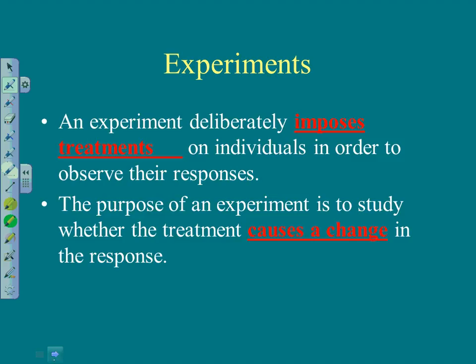Experiments deliberately impose treatments. This is the key word. Experiments use treatments. They influence things. They want to influence things because they want to see something different. They want to see an improvement in something. The purpose of an experiment is to study whether the treatment causes a change in the response.